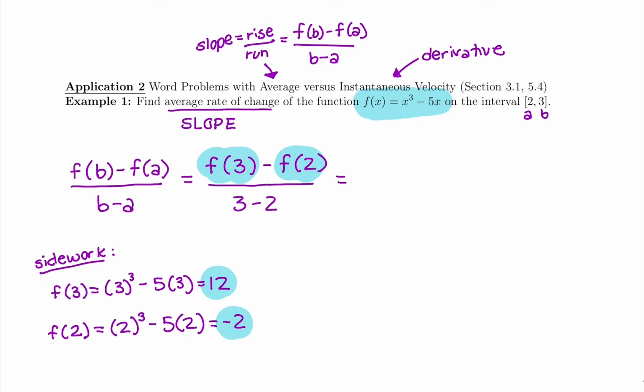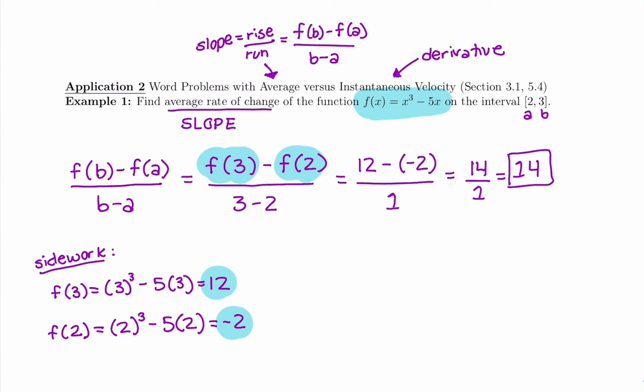So f of 3 is 12, minus f of 2 is negative 2, over 3 minus 2 in the denominator, which is just 1. So we have 12 minus a negative 2. When you minus a negative, you really end up adding them. So you get 14 divided by 1, which is just 14.